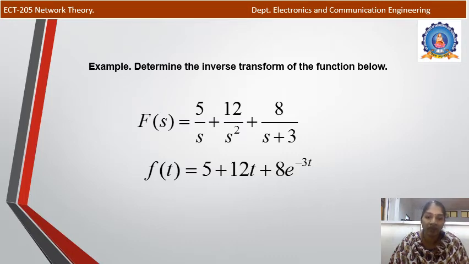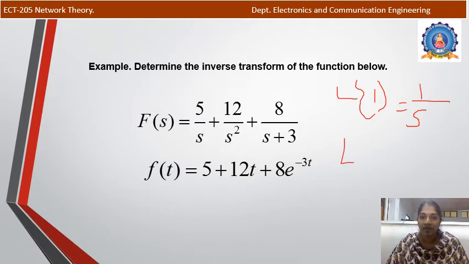So it will be 5. Then 1 by s square. If 1 by s is 1 and 1 by s square, we already found out it is t. So here we can write the Laplace transform of 1 is equal to 1 by s. Similarly, the Laplace transform of t is equal to 1 by s square. These are the common functions that you have to keep in mind.